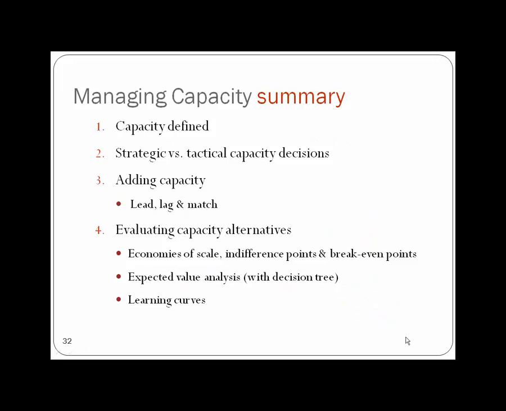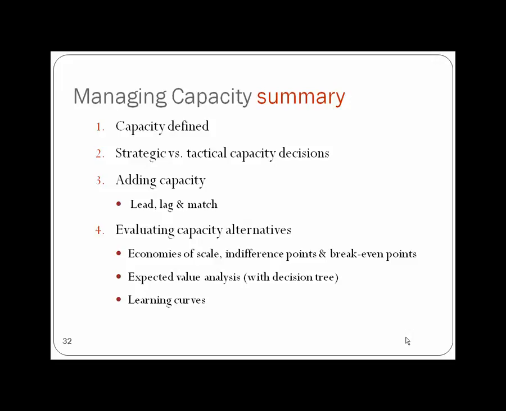So to summarize, we defined capacity. We talked about capacity reflecting the ability to do work over a certain amount of time. It could be days, weeks, months. We also differentiated between measures of capacity that looked at inputs to the process versus outputs. We differentiated between strategic and tactical capacity decisions. Strategic capacity decisions typically take a year or more to implement. Tactical capacity decisions are often done within the constraints set by strategic capacity.